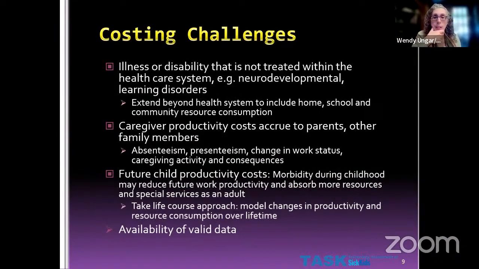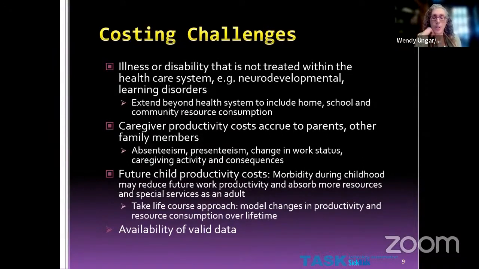With regard to costing, as I've mentioned, health is not the only sector where costs accrue when it comes to child health. Again, in my example of autism, it's diagnosed within the health sector, but all of the costs are really incurred outside of the health sector in terms of delivering early and behavioral interventions, and then over the lifetime, particularly in the adult years, for the most severely affected, providing residential services. So it's absolutely critical that we think outside the box, think outside the healthcare sector to include home, school, community, all these other environments where costs might occur.